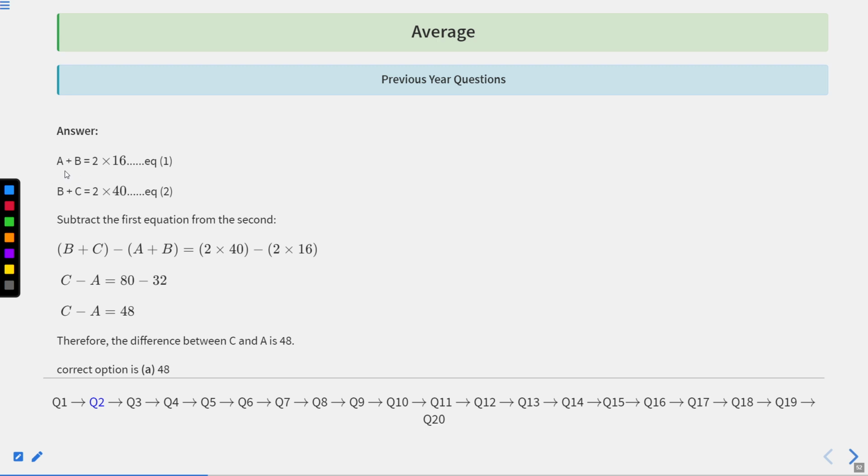So let us have a look at the solution. Again, using the same formula that we used in the previous question, A plus B will be 2 times 16, correct? And B plus C will be 2 times 40, because 2 is the number of observations and 40 is the average. So subtract the first equation from the second. I will have B plus C minus A plus B equals 2 times 40 minus 2 times 16. So C minus A equals 80 minus 32, so C minus A equals 48. The required difference between C and A is 48. So the correct option here will be 48.